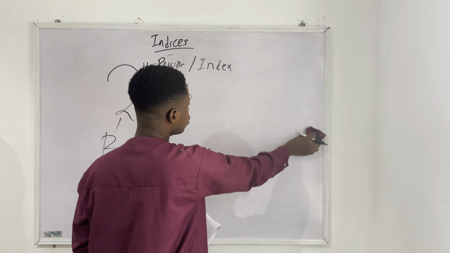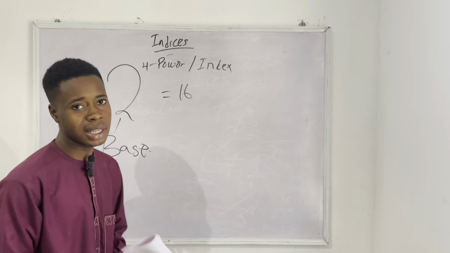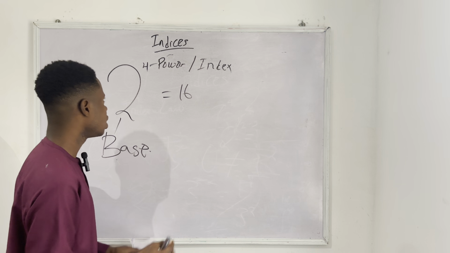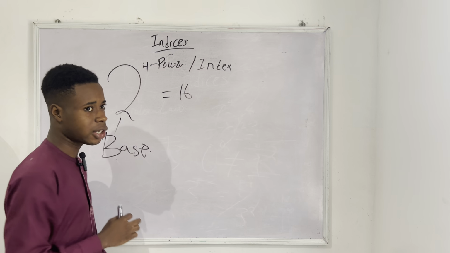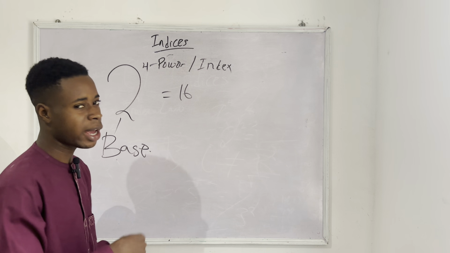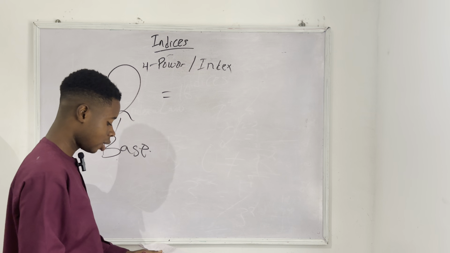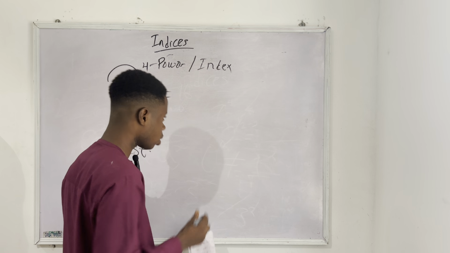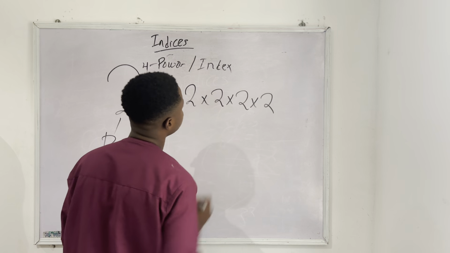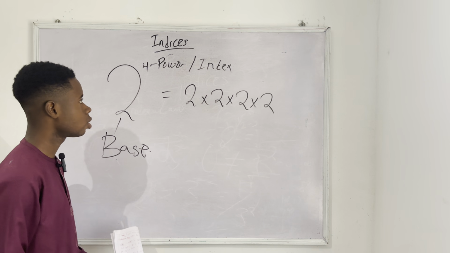Now, indices help us to write long multiplication in a short form. Let's use this as an example as well. Instead of writing 2 multiplied by 2 four times, I can just write 2 raised to the power of 4, instead of writing 2 multiplied by 2 multiplied by 2 multiplied by 2. So indices help us to write long multiplication in short form.